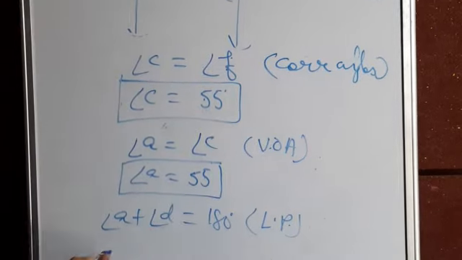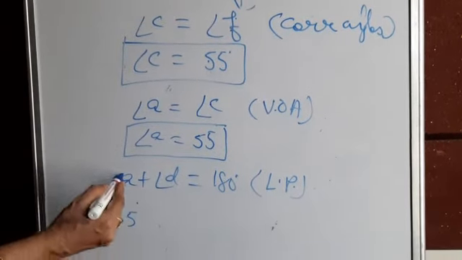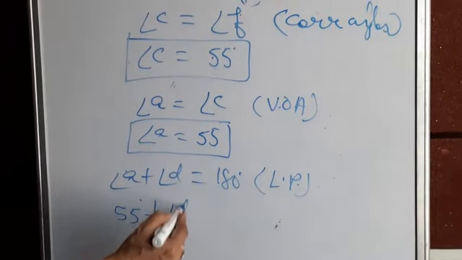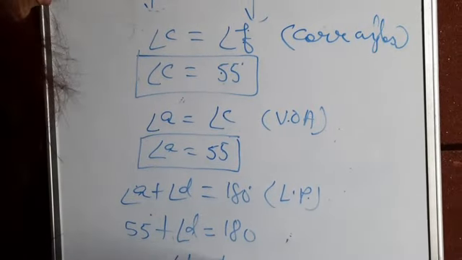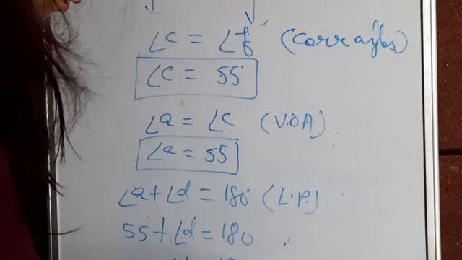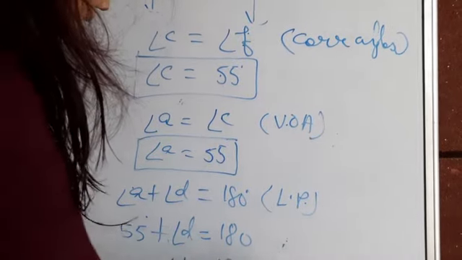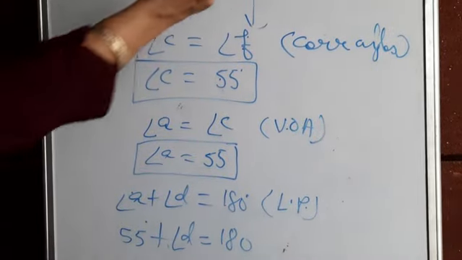Now the value of A is 55. We have found out A. And D will be, so angle D is equal to 180 minus 55, which is 125. So from here we know the value of angle D.